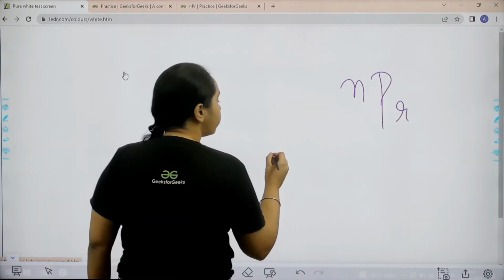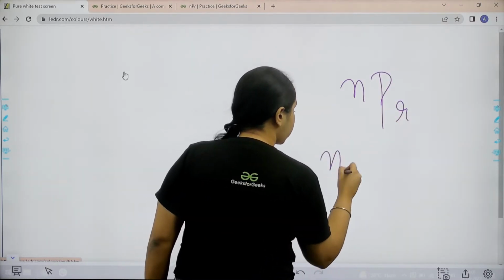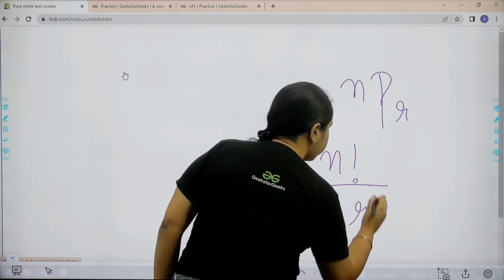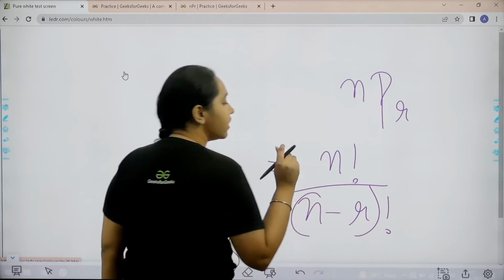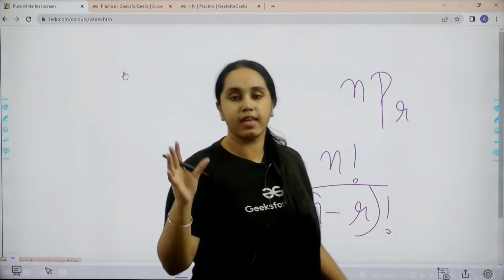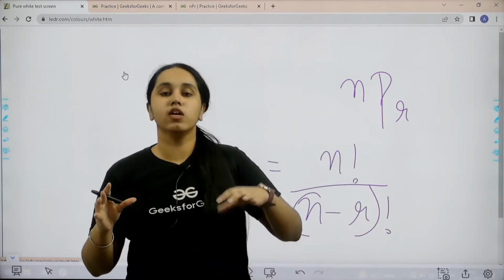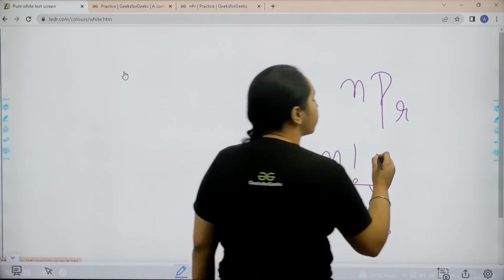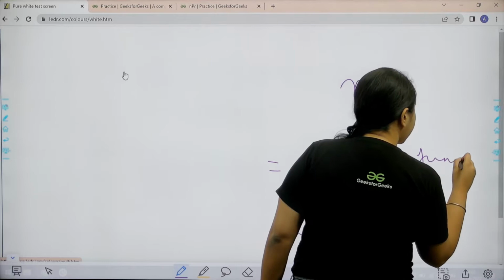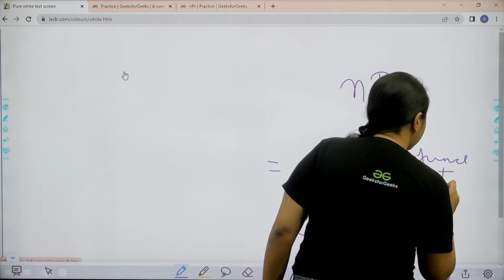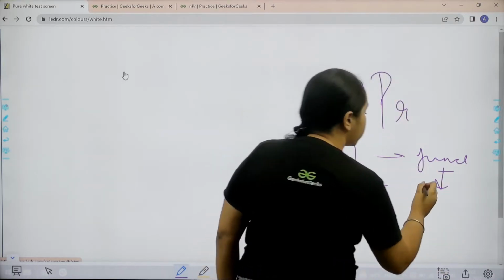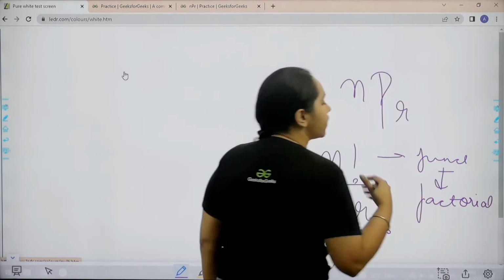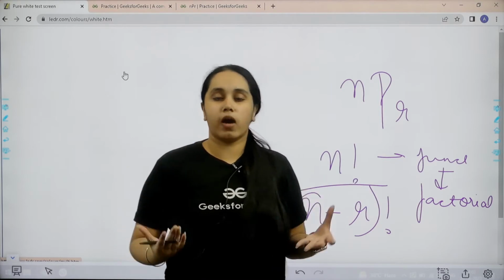Now the formula is n factorial divided by n minus r factorial. Now we have only one function in it, for calculating the overall permutation. But what we will do is create one more function, and that function would be for calculating the factorial of the other values.